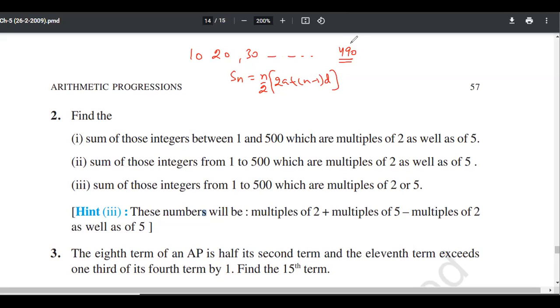So first you need to calculate that which term of this AP is 490. If a is 10, d is also 10, and we are going to have this an term that is 490, then what would be the value of n? So first calculate the value of n. Calculate the value of n term.